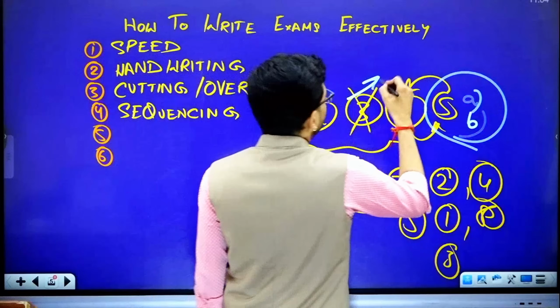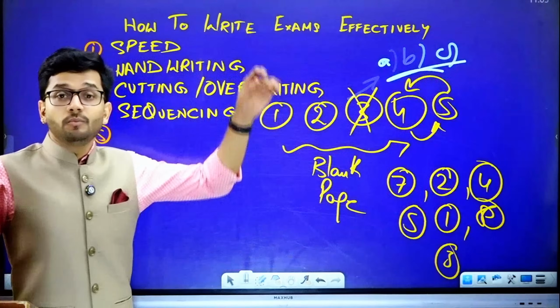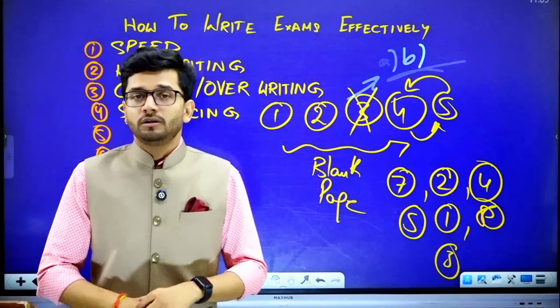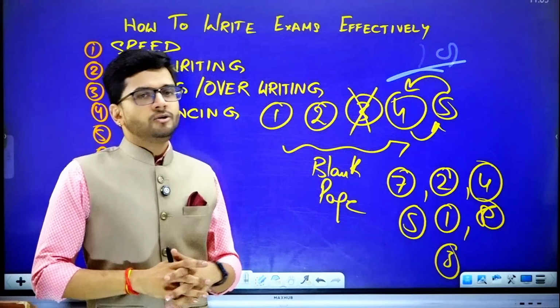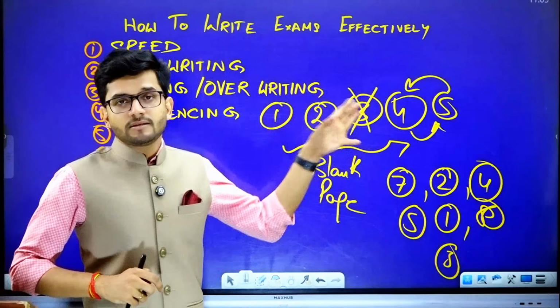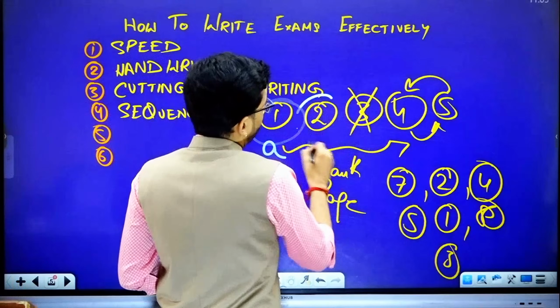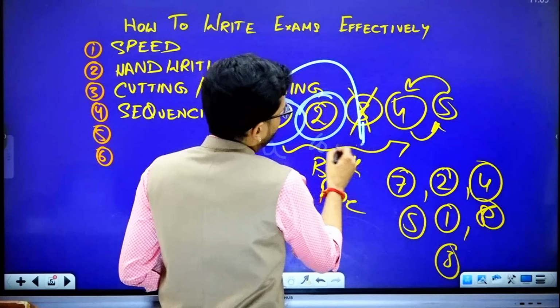If question number 3 has 3 parts, all of them have to be done together. Maybe you can leave 1 page if you don't know question number 3 part C. You can leave 1 page, come back to that particular question later on, but do not take this chance of splitting the parts. You're doing question number 1 part A, then you're doing question number 2 part B, then you come on to question number 1 part B.